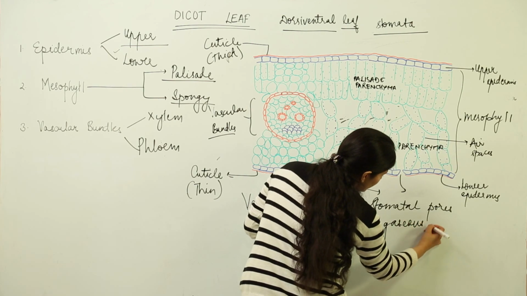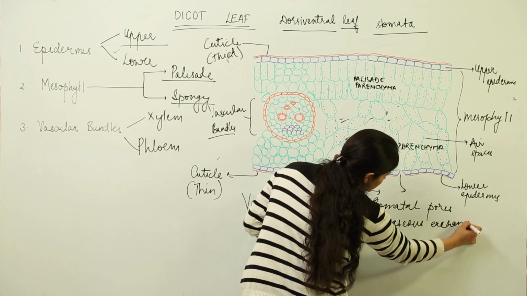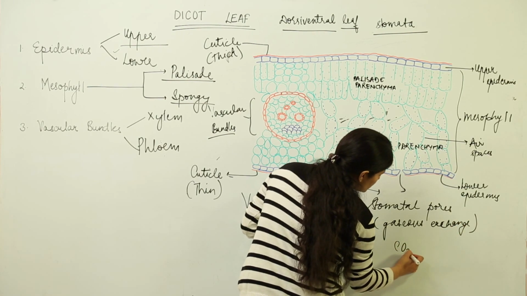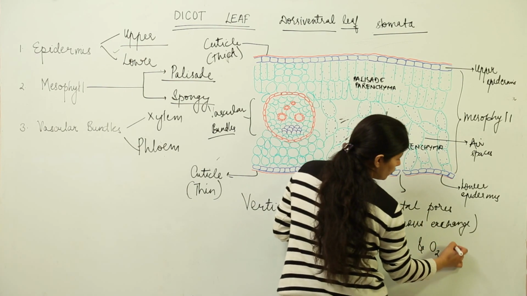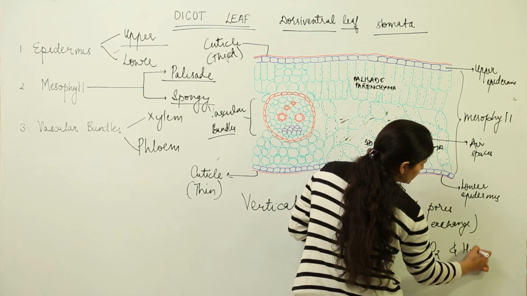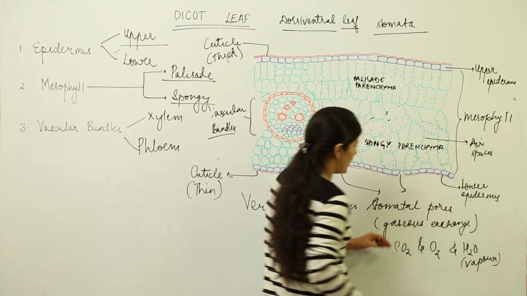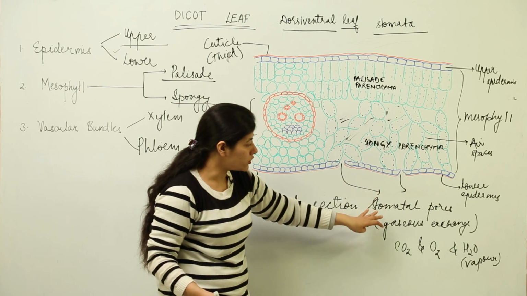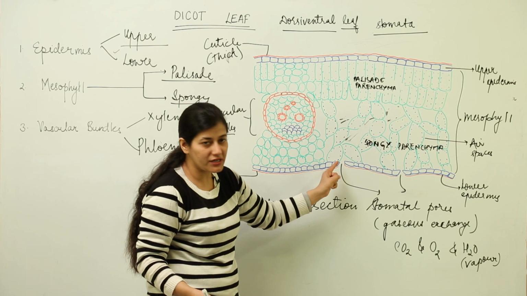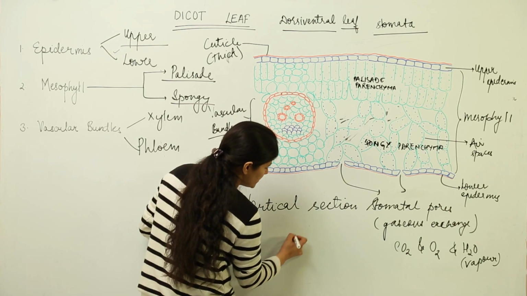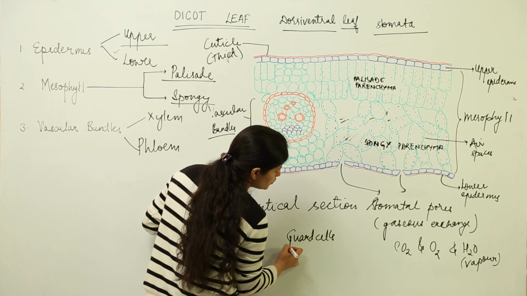The main gases involved in the plant's life cycle are CO2, that is carbon dioxide, and oxygen, and of course one more, that is water vapors. So the gaseous exchange takes place from the stomatal pores. Talking about the stomatal pores which are present on the lower epidermis, the lower epidermis has specialized cells known as guard cells. Another point to be remembered.